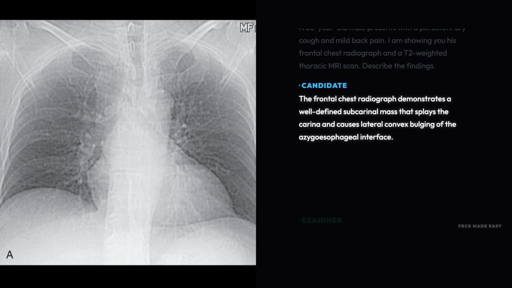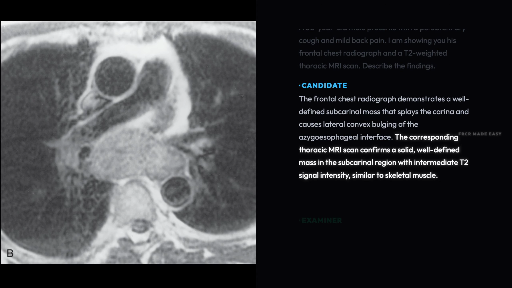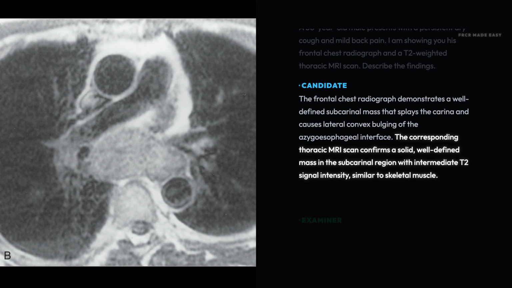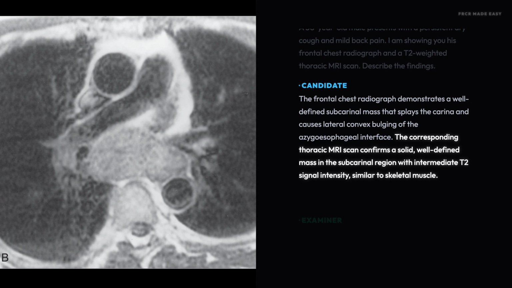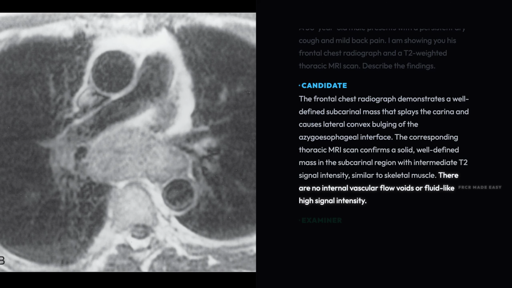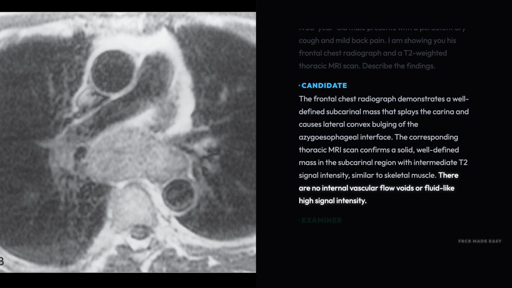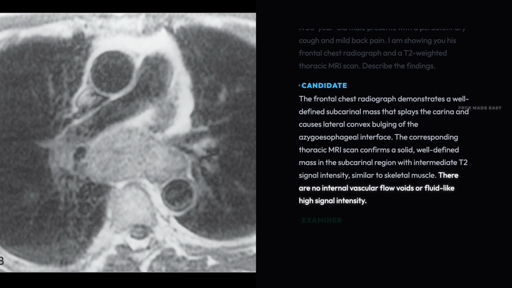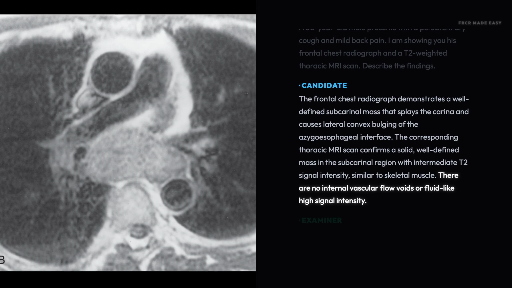bulging of the azygoesophageal interface. The corresponding thoracic magnetic resonance imaging scan confirms a solid, well-defined mass in the subcarinal region with intermediate T2 signal intensity, similar to skeletal muscle. There are no internal vascular flow voids or fluid like high signal intensity.